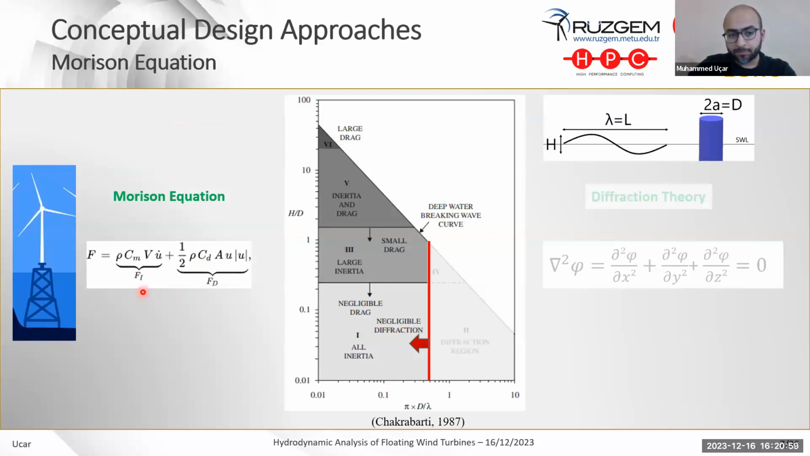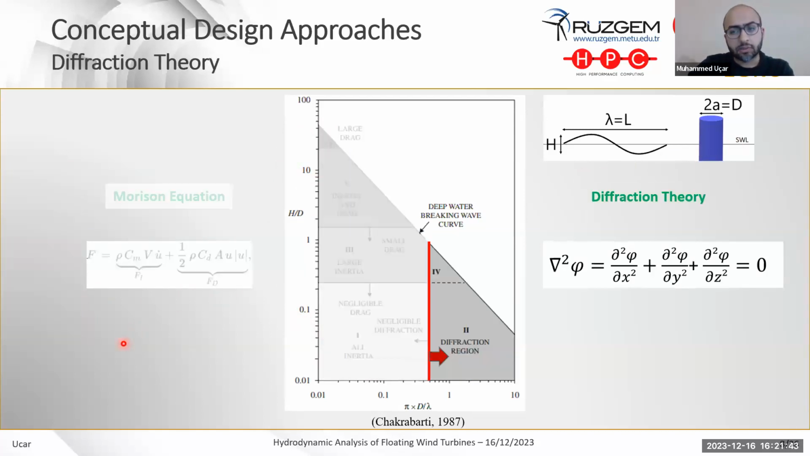The Morrison equation consists of two parts. One is the inertia part, and the other is the drag part. If H over D, the wave height over the diameter of the structure, is larger, then we are in the drag-dominated part. And if it's less, then we are in the inertia-dominated part. The use of the Morrison equation is generally for jacket-like structures because of the smaller members we can use. But for floating wind turbines, we generally use diffraction theory.